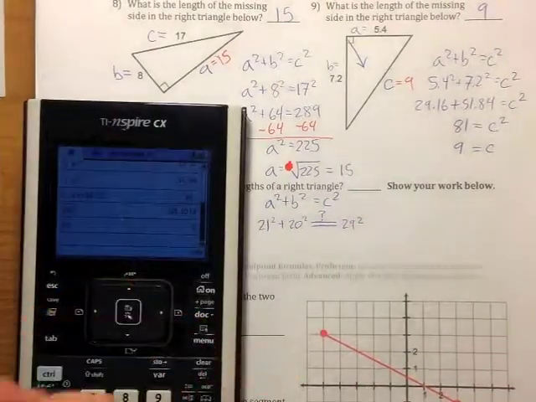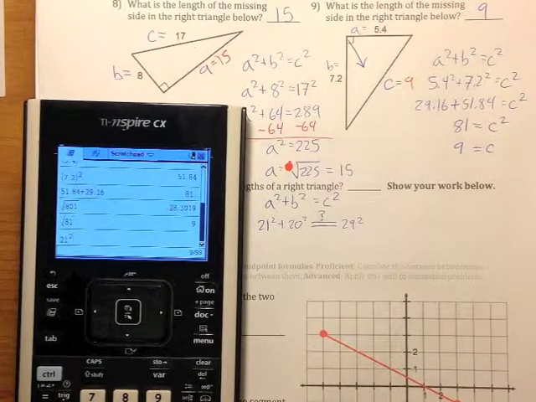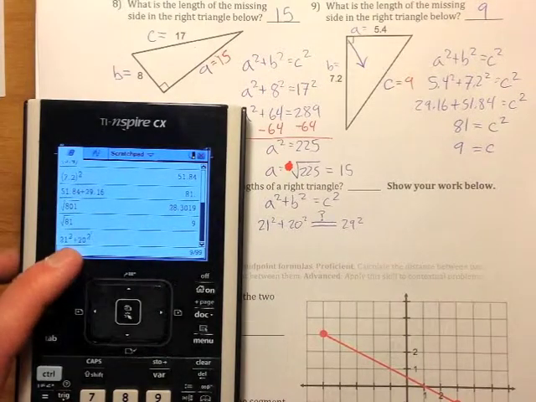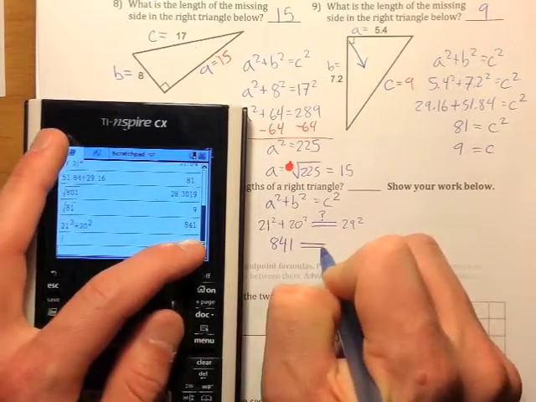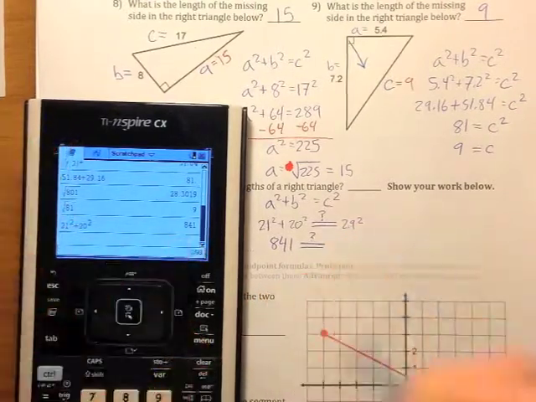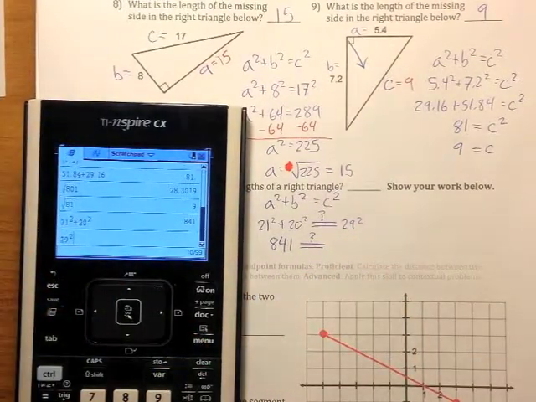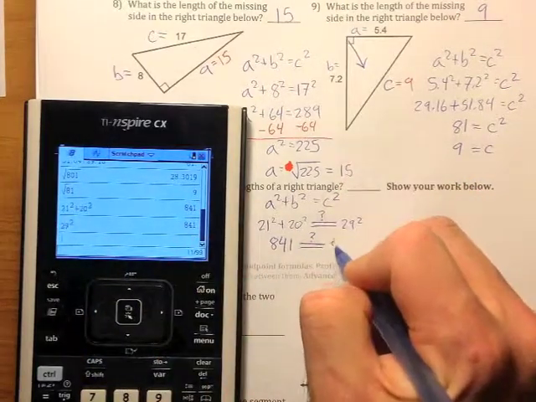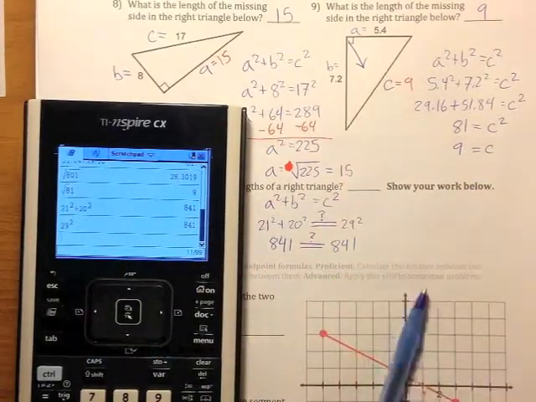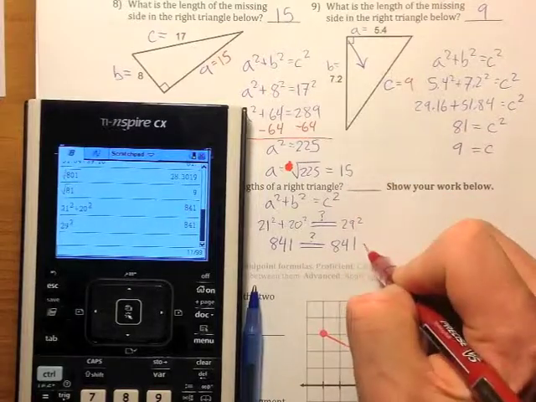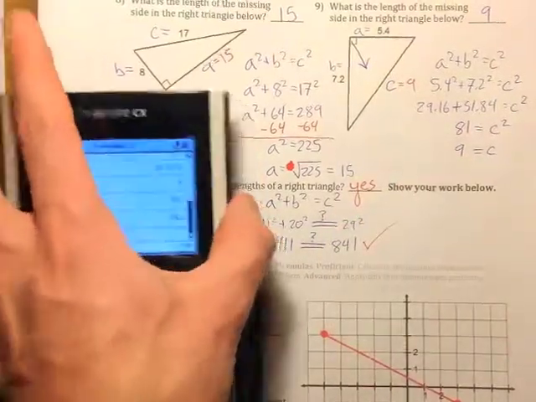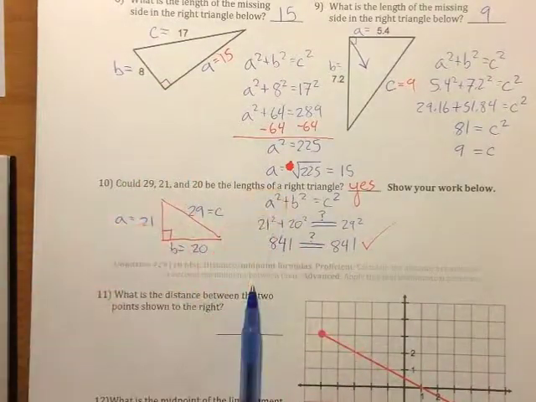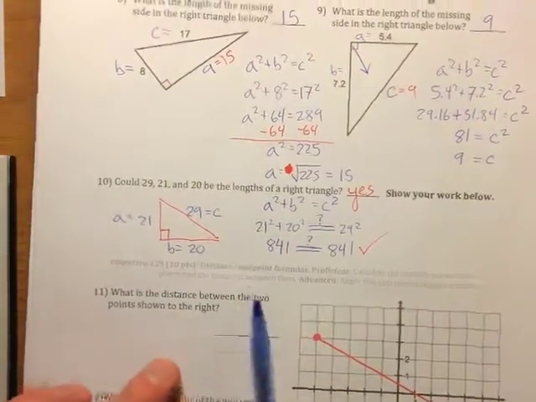Well, 21 squared plus 20 squared equals 841. Now, is this equal to 29 squared? Why, yes it is. So, the equation is true, which means that yes, these three numbers could form the lengths of a right triangle. Okay, so that is it for this objective.